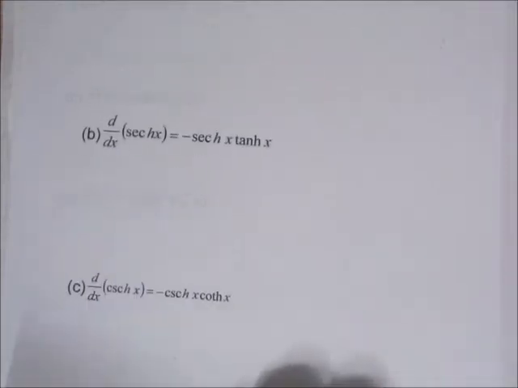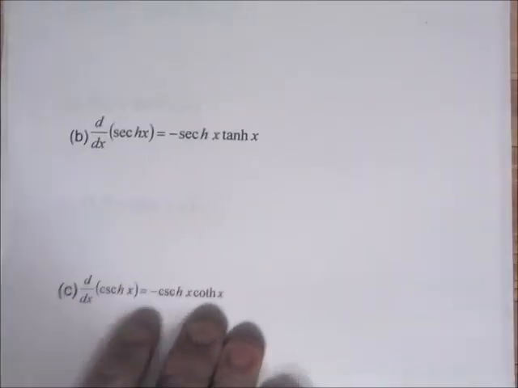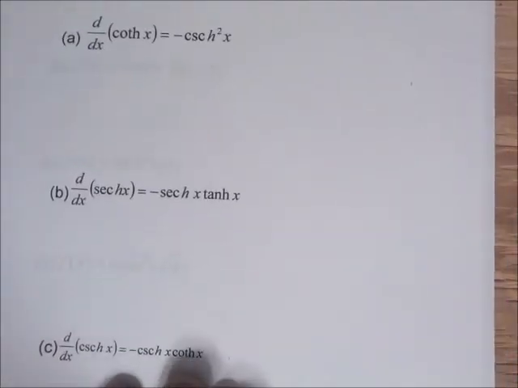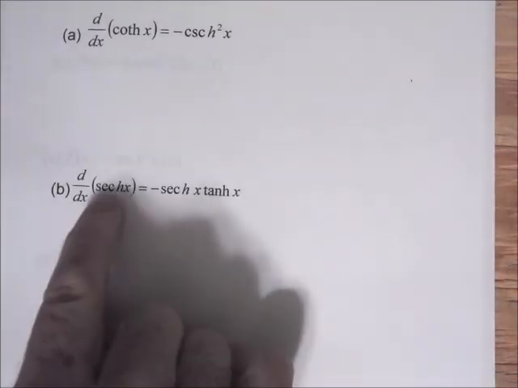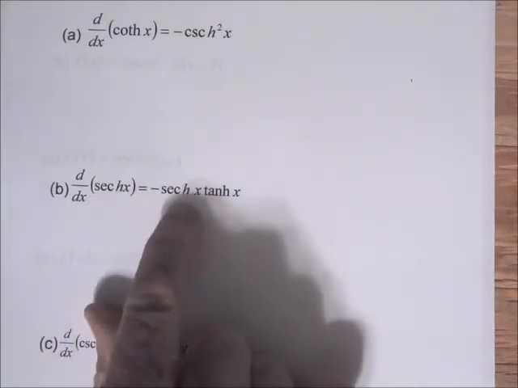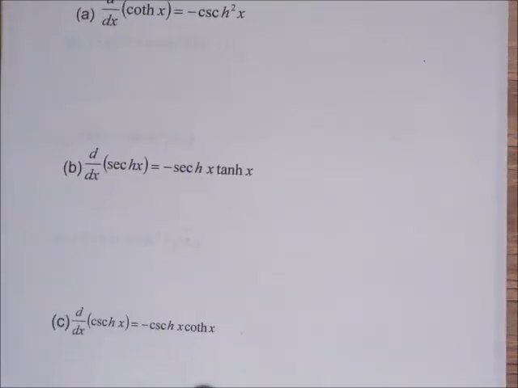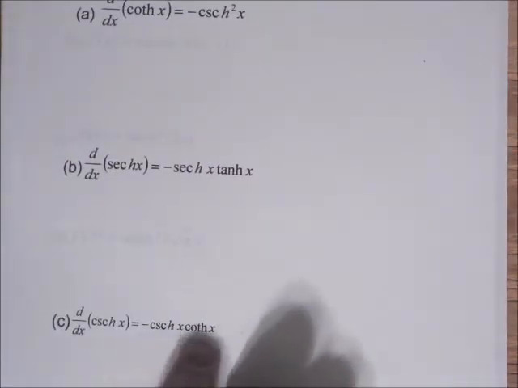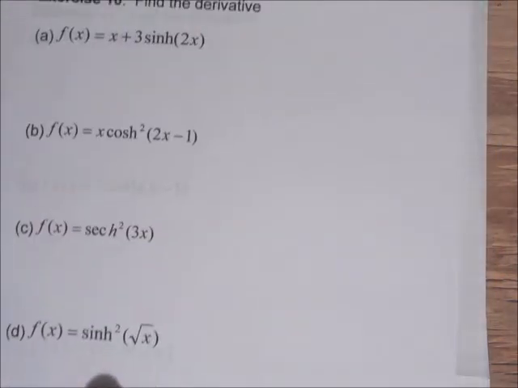A couple of these, on the next page, will have a minus sign in front. So the derivative of the hyperbolic cotangent is minus the cosech squared. Derivative of the hyperbolic secant is minus sech times tanh. Derivative of the cosech is minus cosech times coth. Okay, so we can combine these with other rules to get some derivatives.